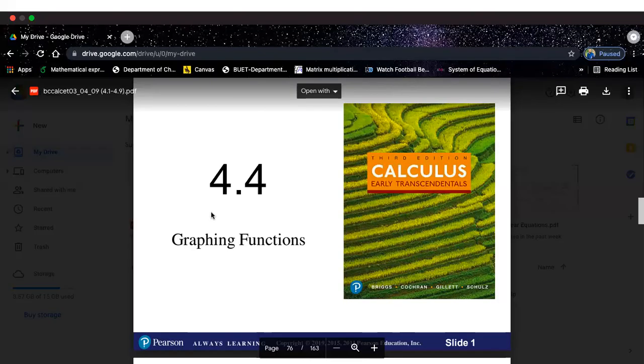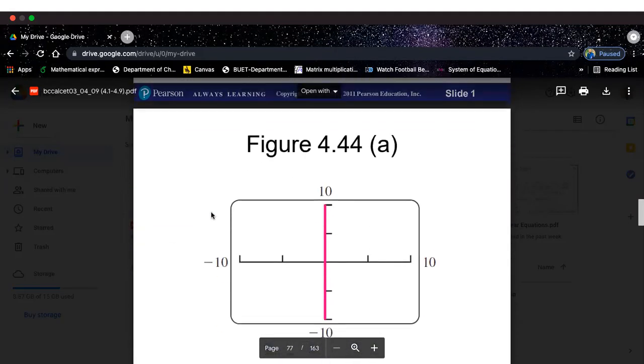So in 4.4, we'll try to graph functions where a couple of pieces of information will be given. Maybe the intervals of increasing, the intervals of decreasing, the critical points, concavity, inflection points. This information will be given. So from that, we want to graph the function. Okay, so let's see how we can do that.